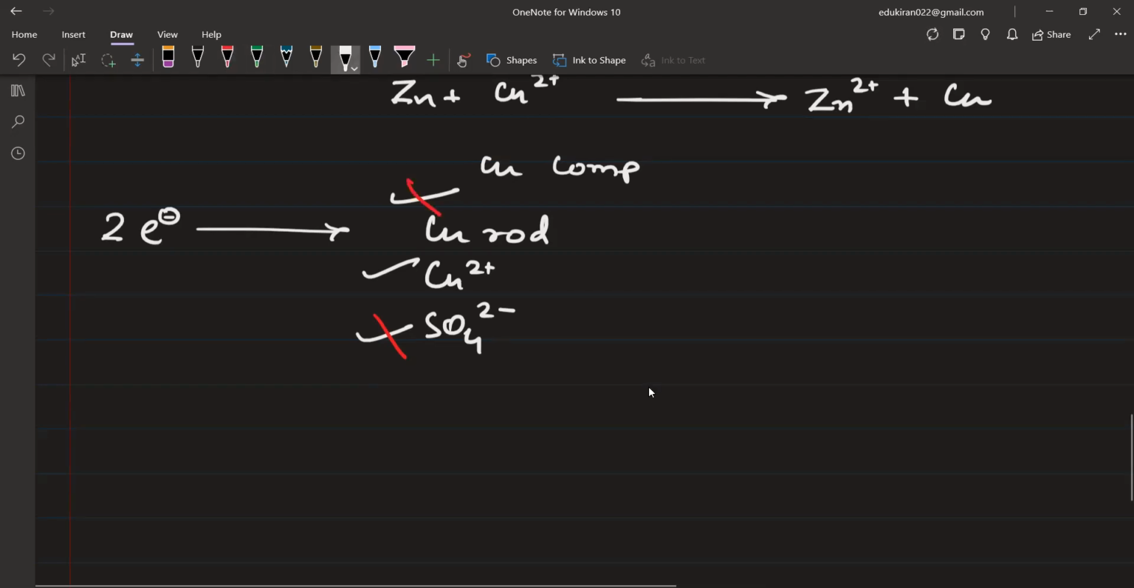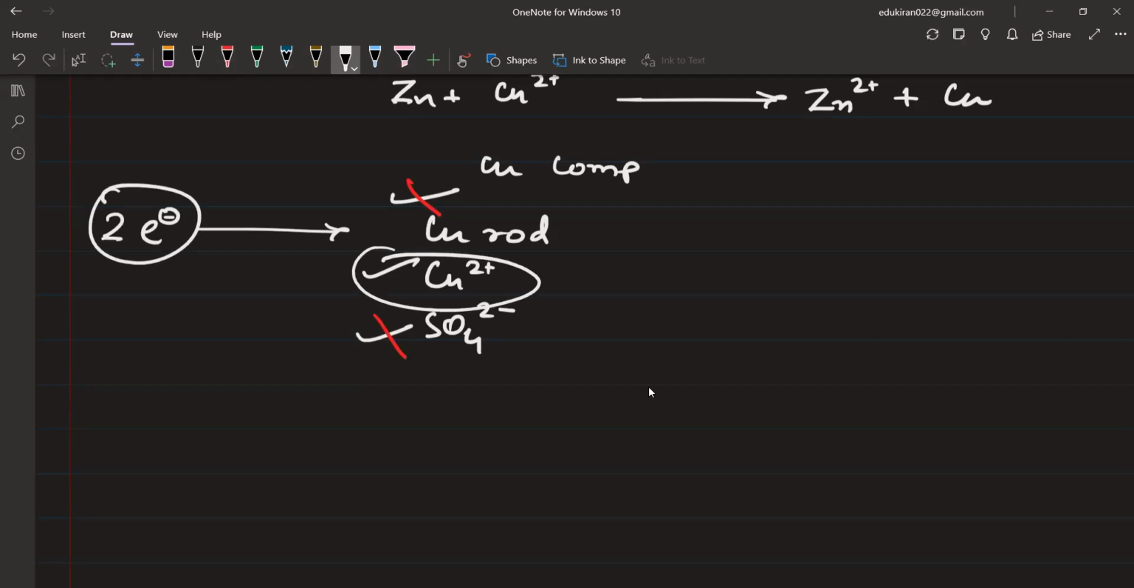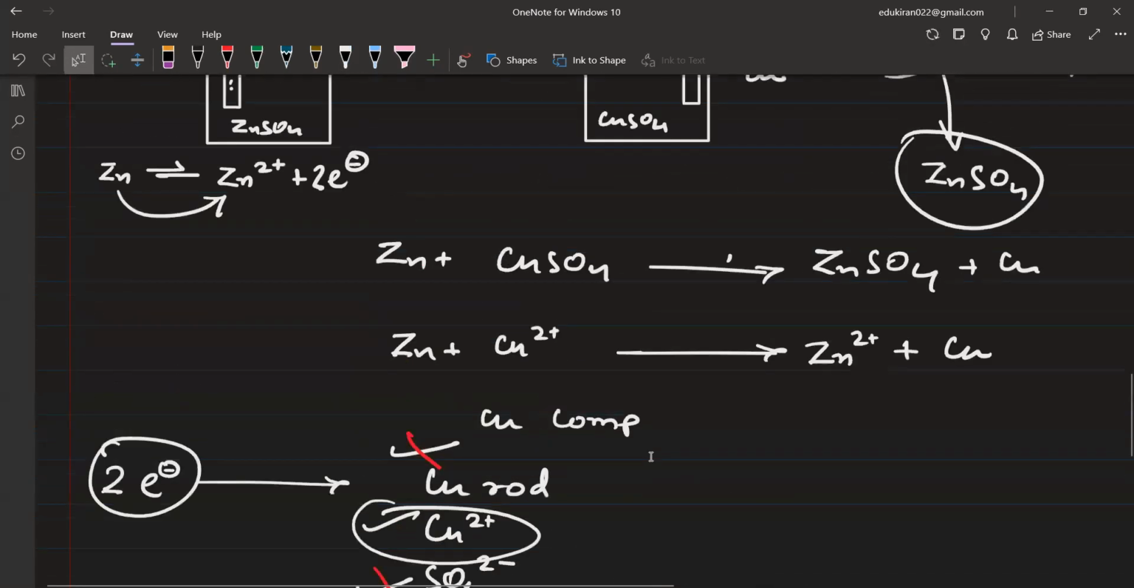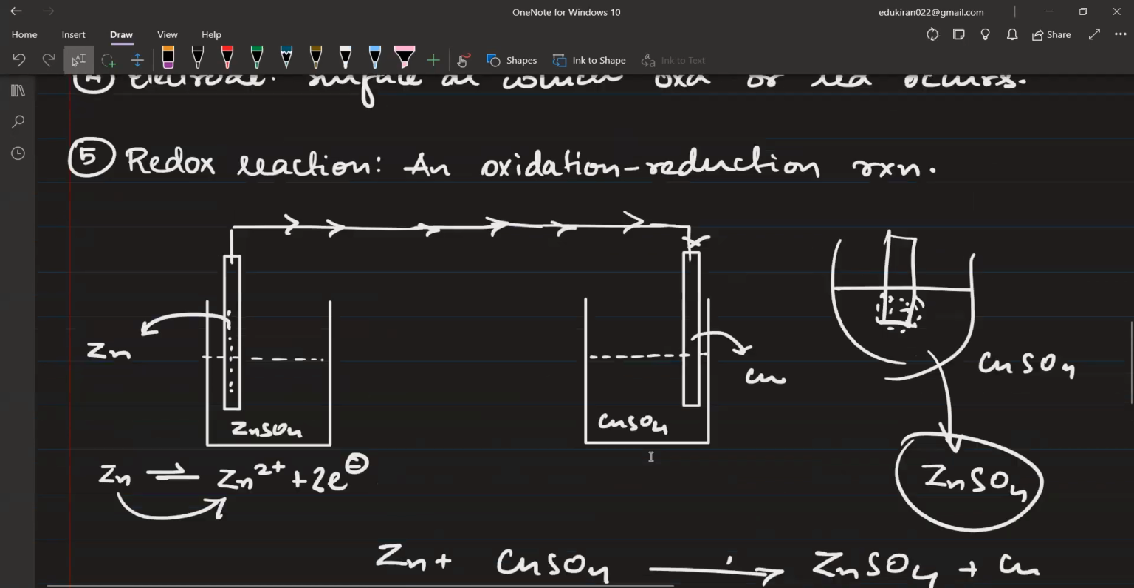Now there is only one thing which can react and which can eat up, that is Cu2 positive. So Cu2 positive will react with 2 electrons and form copper. Now, the same thing will happen. So the things that you are going to see here, see what is happening.